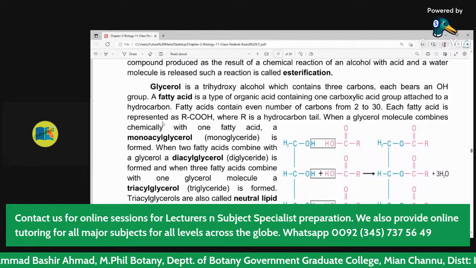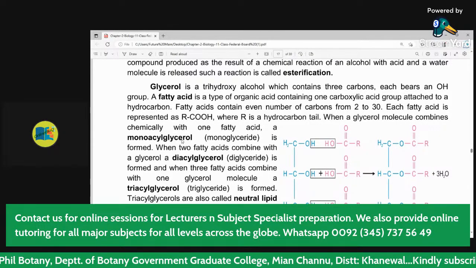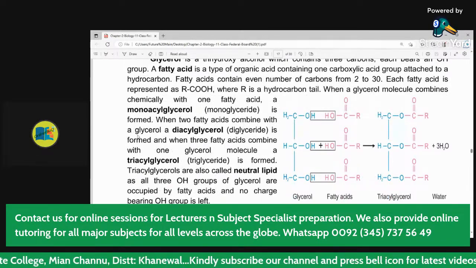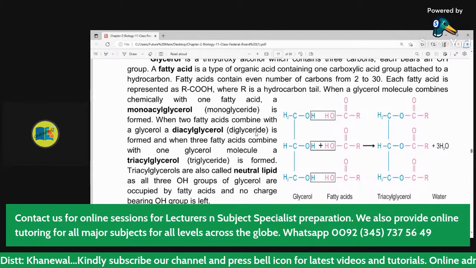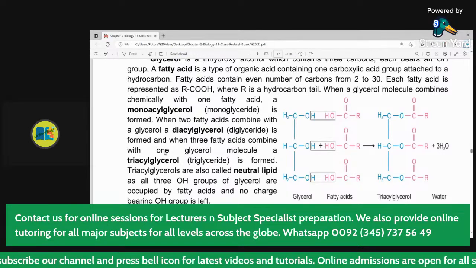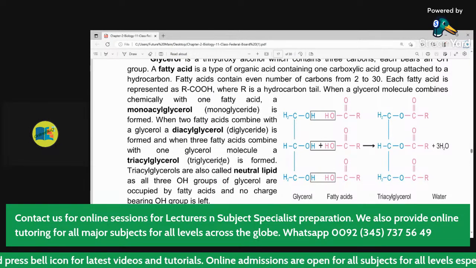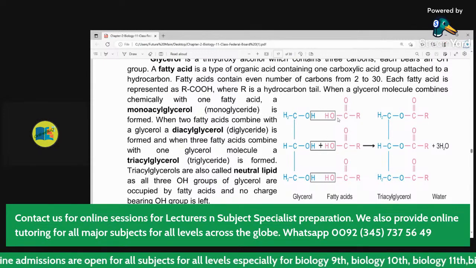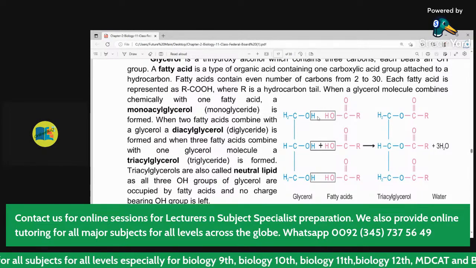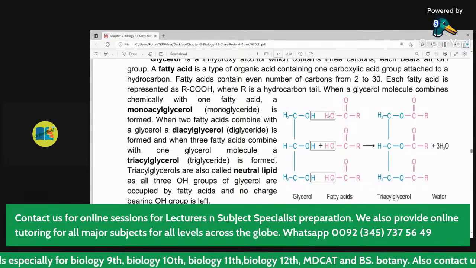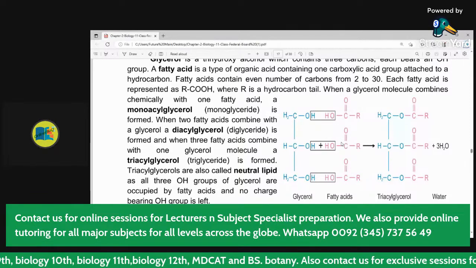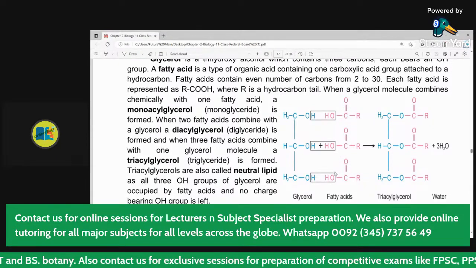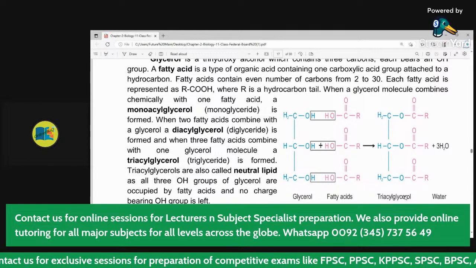When a glycerol molecule combines chemically with one fatty acid, a monoacylglycerol or monoglyceride is formed. When two fatty acids combine with a glycerol, a diacylglycerol or diglyceride is formed. And when three fatty acids combine with one glycerol molecule, a triacylglycerol or triglyceride is formed. Here, if only one fatty acid combines, it is a monoacylglycerol. If two combine, it is a diacylglycerol. And in this example, three fatty acids are combining with glycerol, so a triacylglycerol is formed.